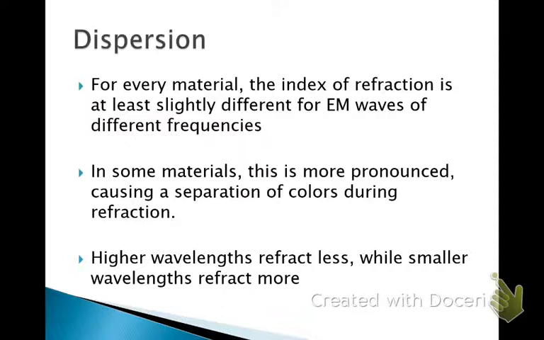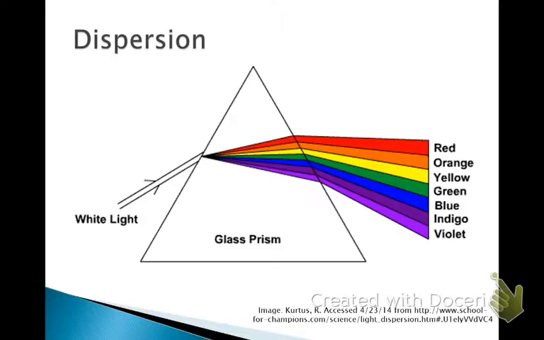Every material has a slightly different index of refraction for different frequencies of the electromagnetic wave. Now, for some materials, it's barely different at all, so you wouldn't even be able to notice it. But for some other materials, it's a lot more pronounced. So this will cause purple light, for example, to bend a lot more than red light. And that's what's called dispersion.